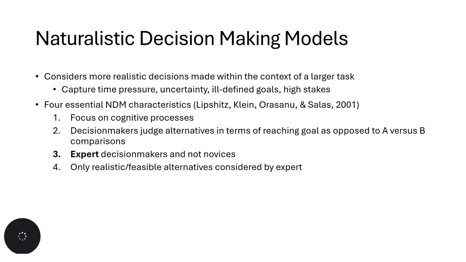Decision makers judge alternatives in terms of reaching a goal as opposed to an A versus B comparison. Expert decision makers are the focus, not novices or laypeople. Only realistic or feasible alternatives are considered by the expert. Again, the assumption is that the expert would have some knowledge of realism and feasibility, and those things where your standard human decision maker may not.